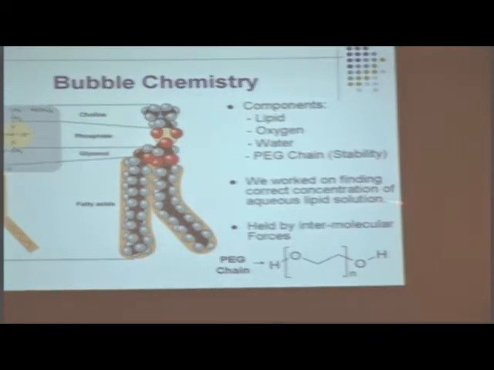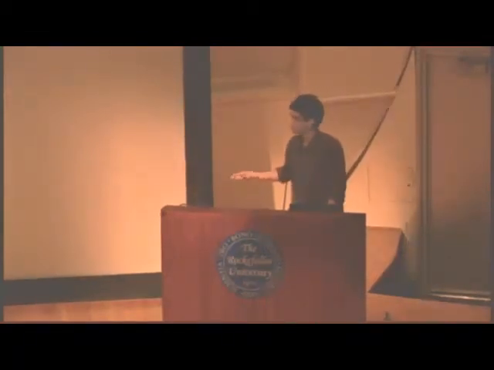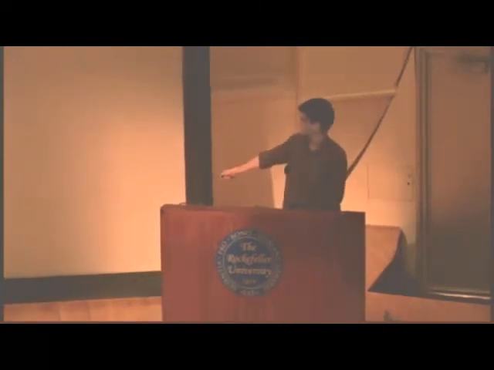We worked on finding the correct concentration of the lipid solutions because we wanted to find how many of these lipids we would put in a liter of water. If we put too much, they're going to get stuck to each other and not form bubbles. If we put too little, we're not going to get that many bubbles. The science people call this intermolecular forces. It's a love and hate term used by scientists. That's actually very complicated, so I'm not going to go into that.